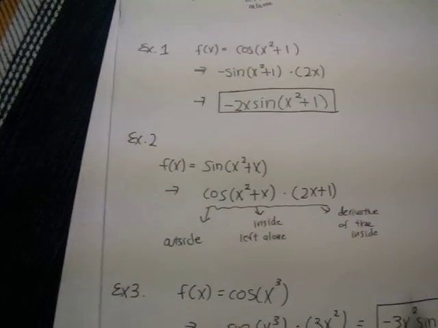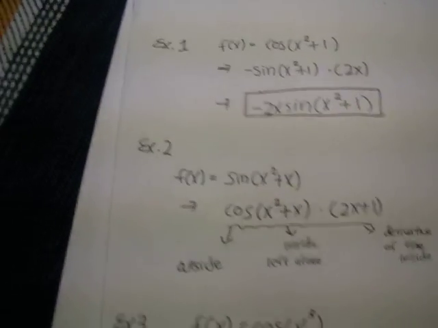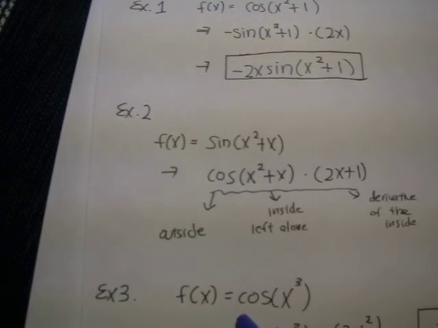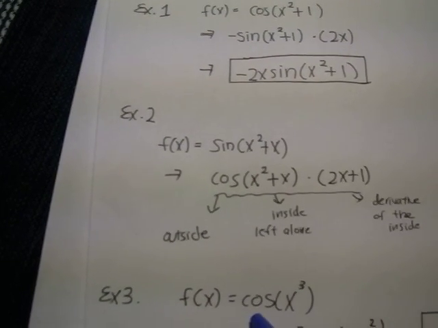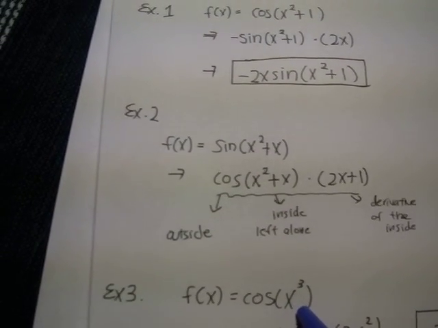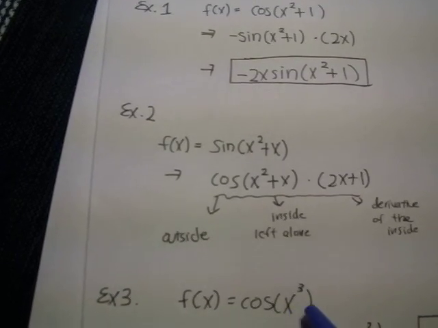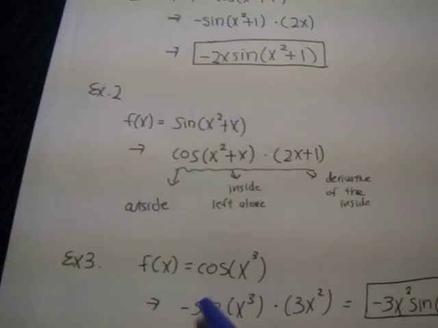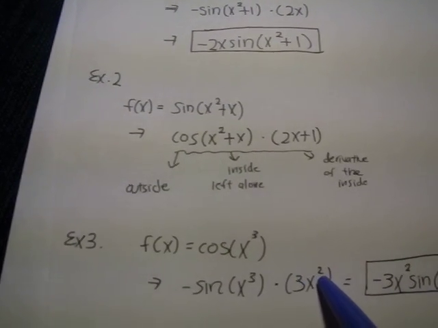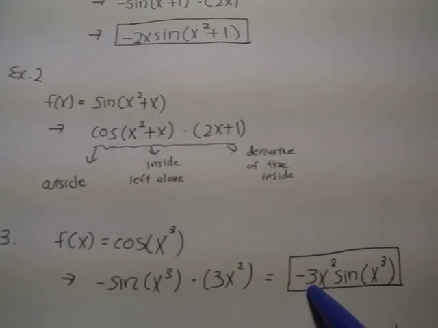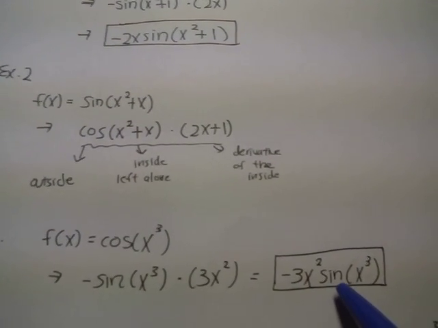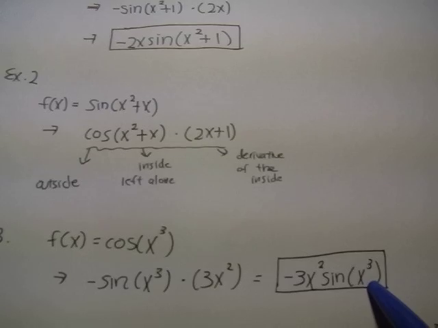Okay. Another example. f of x equals cosine of x cubed. Again, take the derivative of the outside function, cosine, of the inside function left alone, times the derivative of the inside function. So that would be negative sine of x cubed times 3x squared. And that will give us negative 3x squared times sine of x cubed.